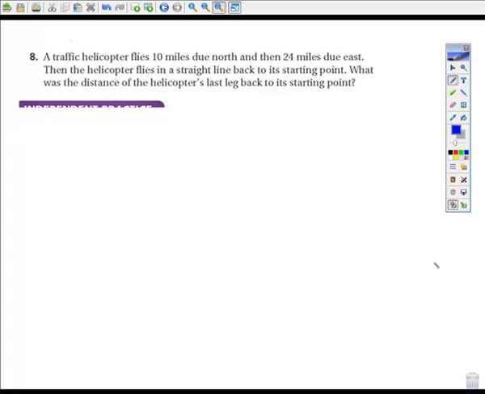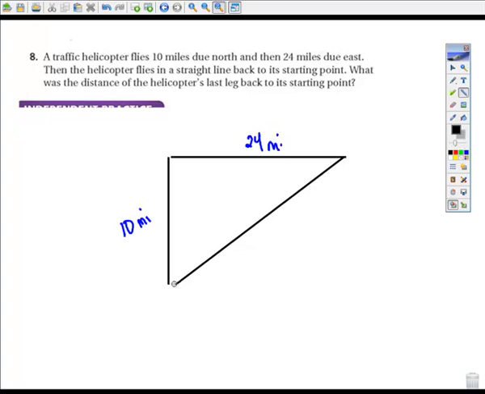Okay, we can do some application problems. A traffic helicopter flies 10 miles due north. So I'm going to say that he starts down here and there's 10 miles due north. And then 24 miles due east. Due means directly. So due east, 24 miles. Then the helicopter flies in a straight line back to its starting point. So right back here. What is the distance of its last leg? So we're looking for this part, which is really the c. And we've created a right triangle, and it looks like we're looking for the hypotenuse.